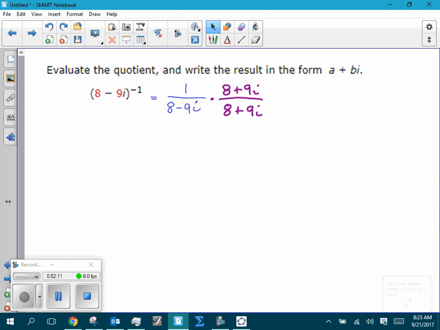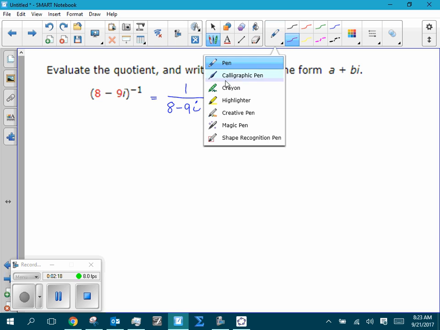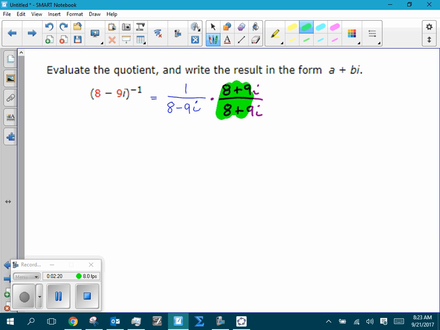And what is nice about this is, what did I really multiply by? Yeah, this factor here is just 1, right? So I'm not changing this quantity. I'm just changing really the way it looks. Okay? So we're going to go through and multiply this out. The top obviously is pretty easy, 8 plus 9i. Now on the bottom, and this is the nice thing about these, remember these are conjugates of one another.